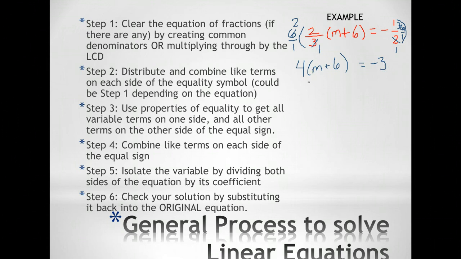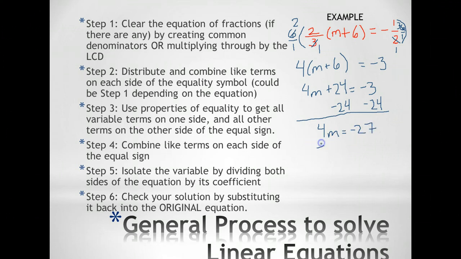That's step 1. Step 2 is to distribute. So I distribute the 4 into the parentheses. I get 4m plus 24 is equal to negative 3. Step 3 is to use the properties of equality to get the numbers on the other side. So properties of equality say if I subtract something from one side of the equation, as long as I do the same thing to the other side, then my equation stays balanced. So I subtract 24 from both sides of the equation. I get 4m equals negative 27.